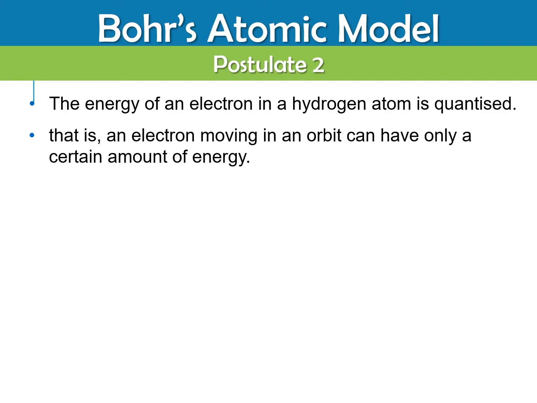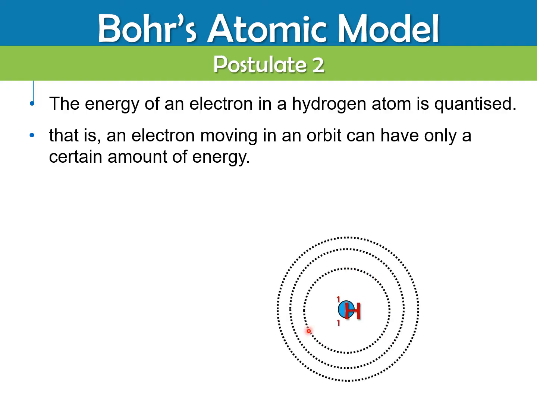Dalam sesuatu atom, garis putus-putus ni kita panggil dia sebagai energy level. So, energy level yang paling dekat dengan nukleus kita panggil dia n is equal to 1. Yang kedua ni we call as n is equal to 2. Dan yang ketiga ni, we call as n is equal to 3. Energy level ni, dia bukan setakat n is equal to 3. Dia boleh ada sampai n is equal to infinity.